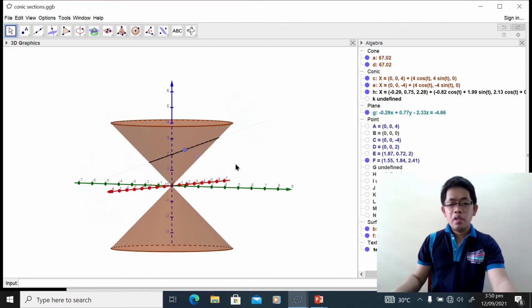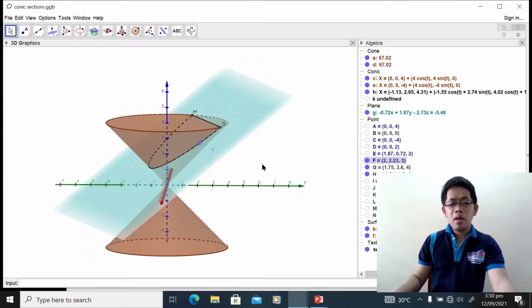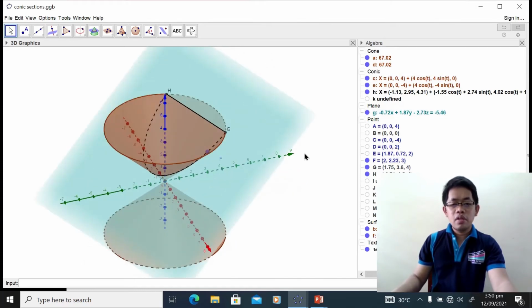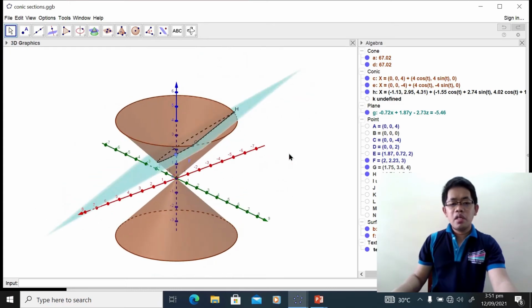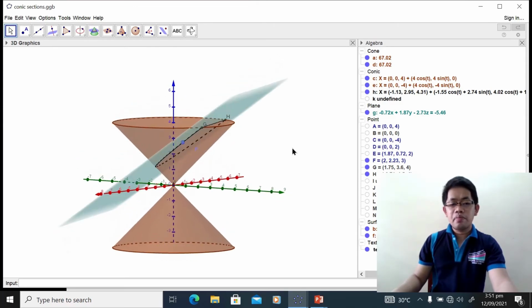Now, when the plane is tilted in such a way that it will intersect one cone, forming an unbounded curve, this is a parabola. So a parabola is formed when the plane is tilted and intersects one cone to form an unbounded curve.